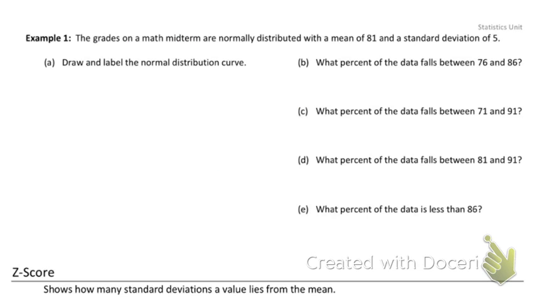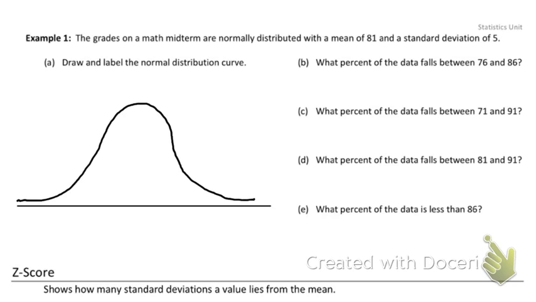All right, continuing on. We're going to do an example. It makes a little more sense if we do an example. It says the grades on a math midterm are normally distributed with a mean of 81 and a standard deviation of 5. We are supposed to draw and label the normal distribution curve. So we're going to start off by drawing a straight line. Maybe I should move that up a little bit higher. Let's put it about there. Then we're going to draw basically that curve that we have on the other side of the sheet. It looks something like that, or perhaps you can draw it better.